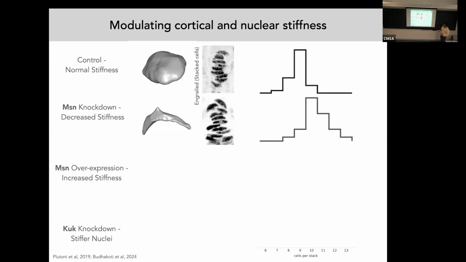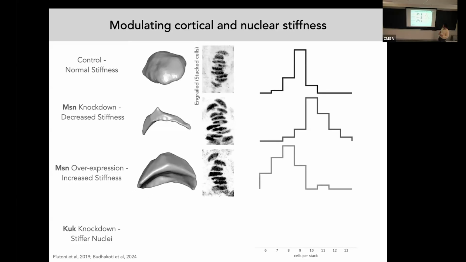Okay, so then we also did an overexpression, which is known to increase stiffness, and what we get are these big round cells, which also end up having fewer cells in the stack. This is something we also see in the distribution. But in all these cases, you might notice that the variability also increases.